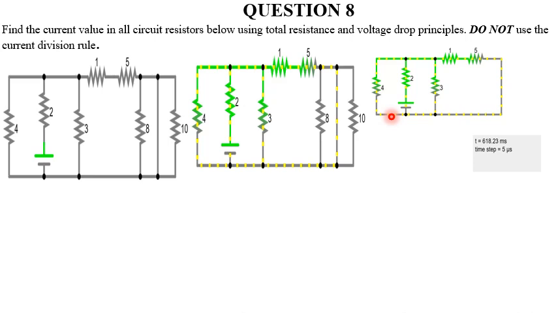Since they said we shouldn't use current division rule, I'll first of all use our simulation to solve this circuit. The voltage source here is 25 volts. Using our simulation, we realize that when the current starts to flow from here, the 8 ohm and the 10 ohm are short circuited. They do not receive any current. The current just takes this path, splits here and here, then comes back. So we take the 8 ohm and the 10 ohm out of our analysis.